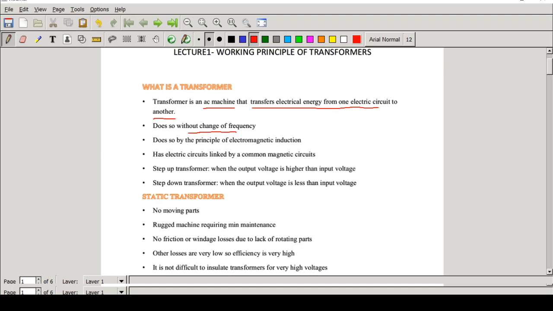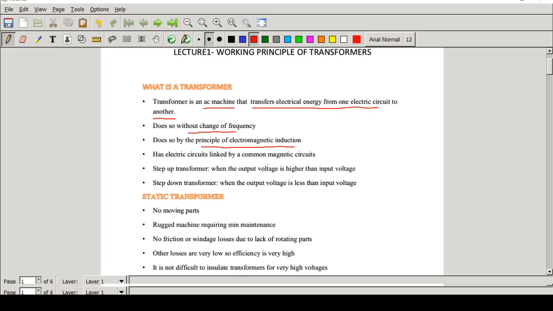Now, when you talk about the working principle, the transformer is also based on the same principle, that is the principle of electromagnetic induction, Faraday's laws of electromagnetic induction. So what is this electromagnetic induction? That is, an EMF will be induced whenever there is a change in the flux. But in the case of transformers, it is a stationary machine. So here you categorize the EMF as statically induced EMF.